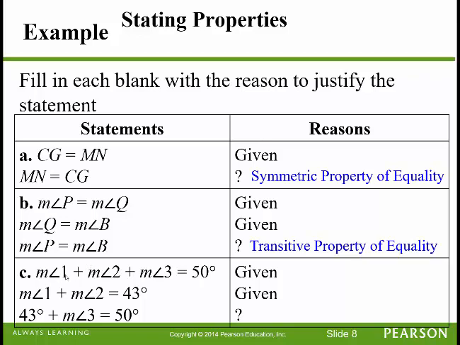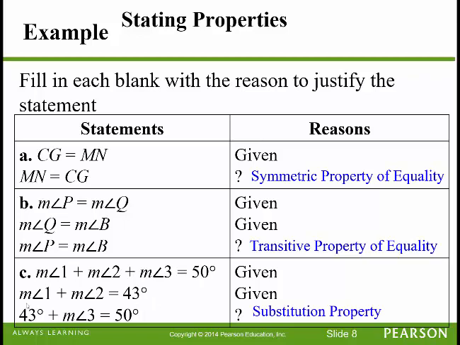All right, the measure of angle 1 plus the measure of angle 2 plus the measure of angle 3 is equal to 50. That's another given. The measure of angle 1 plus the measure of angle 2 is equal to 43 degrees. How is it that 43 degrees plus the measure of angle 3 is equal to 50 degrees? Well, that's just the substitution property.